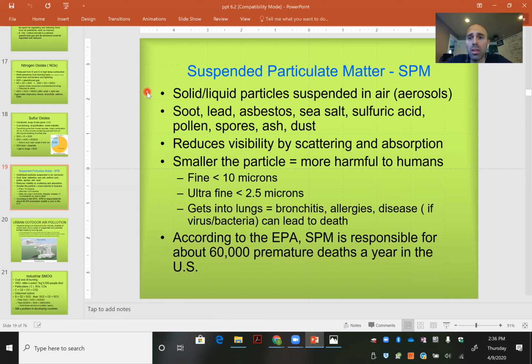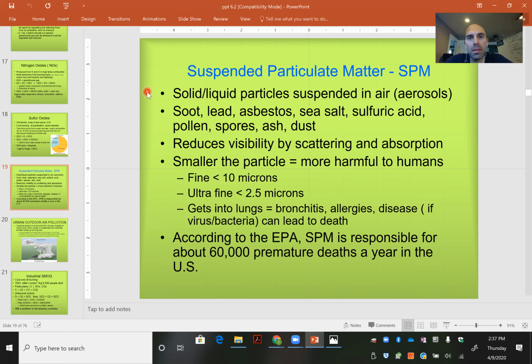And it's the smaller the particle, the more harmful to humans. Why is that? Because it could make its way into your respiratory system all that much more easily. In through your nose, in through your eyes, in through your ears, in through your mouth. So fine particles are less than 10 microns, ultrafine less than 2.5 microns. These can get into your lungs, cause bronchitis, asthma, allergies, aggravate your asthma. Diseases, what if they're viral or bacteria? They could lead to death.